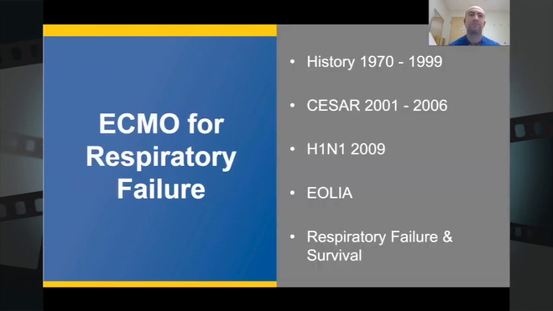So we'll cover just a very brief history, then we'll talk about the CESAR trial that was conducted between 2001 and 2006 and then published in 2009. We'll talk about the H1N1 influenza pandemic and how it affected ECMO. And then we'll talk about the EOLIA trial published more recently, and then how types of respiratory failure have different survival and how the literature has been dealing with that.